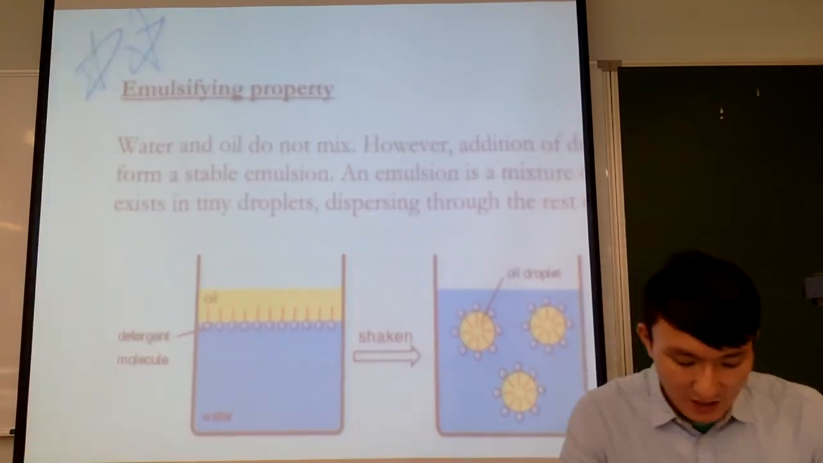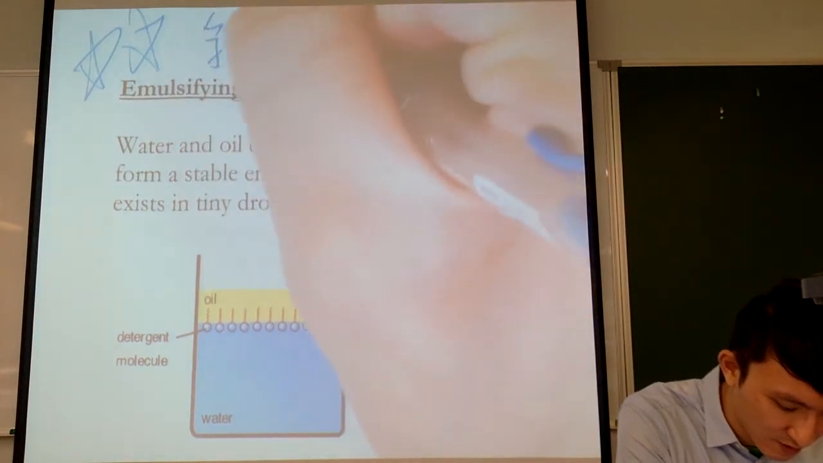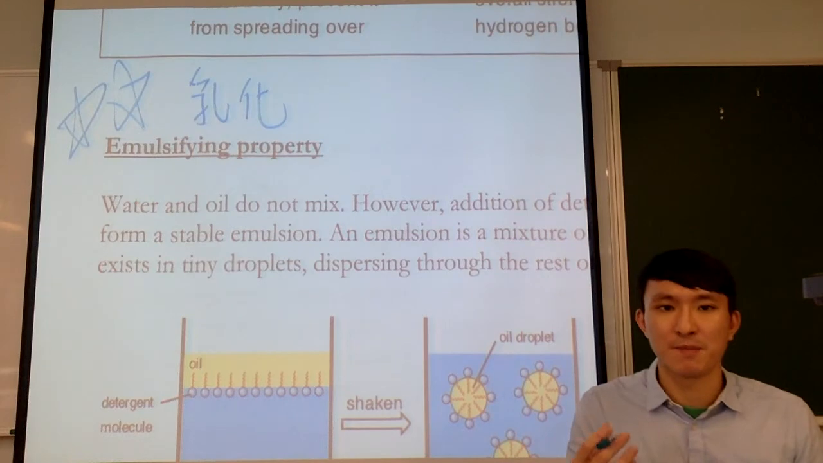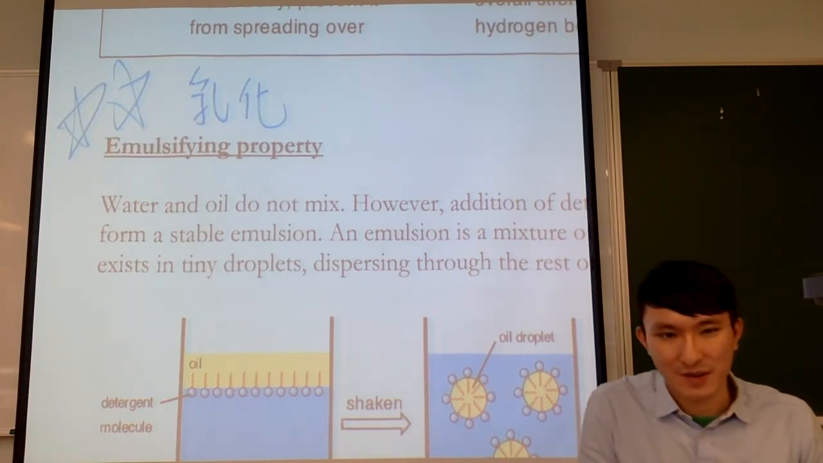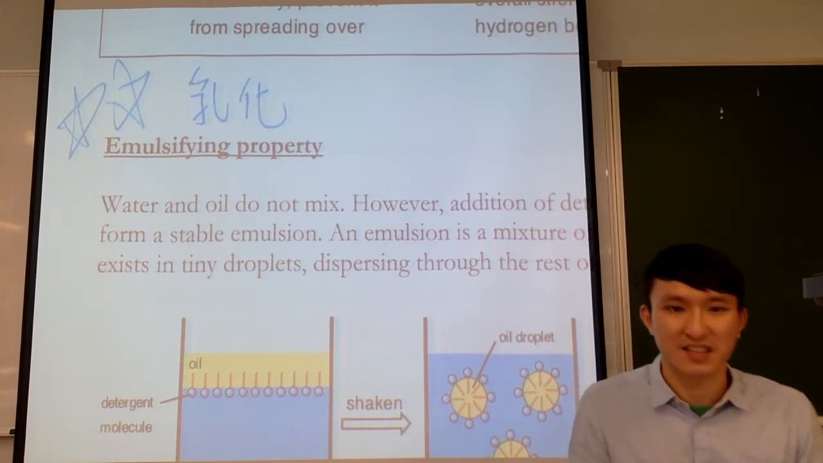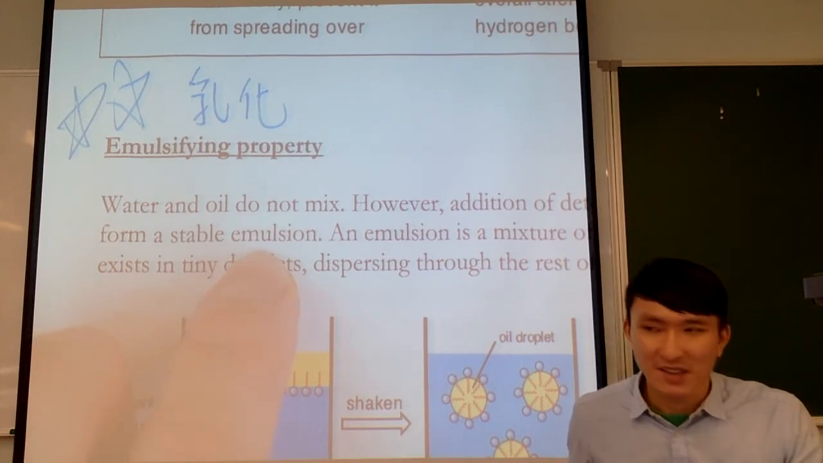Emulsifying property. Emulsifying. Okay? This one is the milk, right? It's related to milk. Why is it related to milk? Because milk is actually an emulsion. Okay? Now, what do you mean by emulsion?